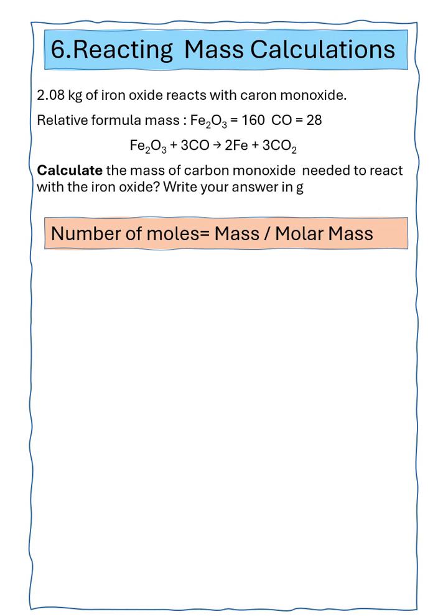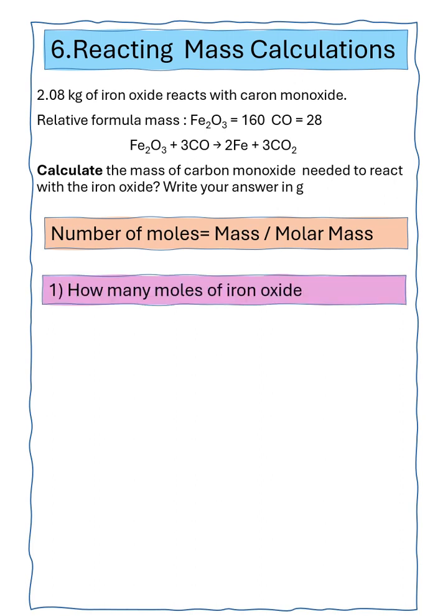Question 6 says 2.08 kilograms of iron oxide reacts with carbon monoxide. We're then given the equation. We've got to calculate the mass of carbon monoxide that is needed to react with iron oxide. We've got to write our answer in grams. So we're giving it in kilograms, but we need an answer in grams. We're going to use the equation, number of moles equals mass divided by molar mass throughout the calculation.